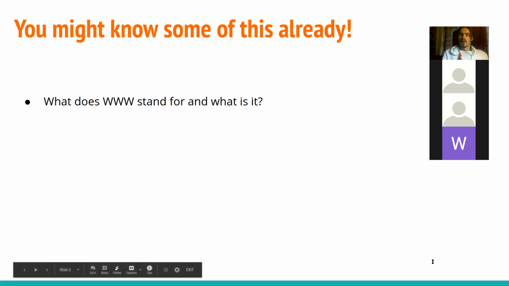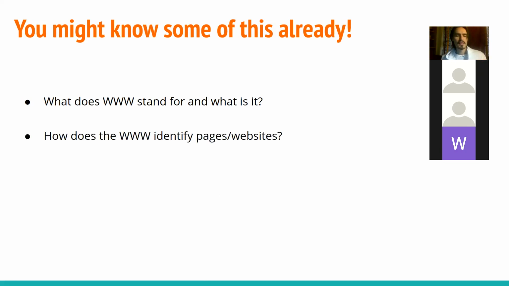I won't ask you for a formal definition or anything, we'll get to that later. But you guys have at least some idea of what the World Wide Web is, even if it's not formalized yet. And how does the World Wide Web identify specific pages and websites? Does anyone know that? Like, how does it identify a specific web page or a specific website? Do you know what the thing we use to identify a specific page is? What is it called? Does anyone know that?